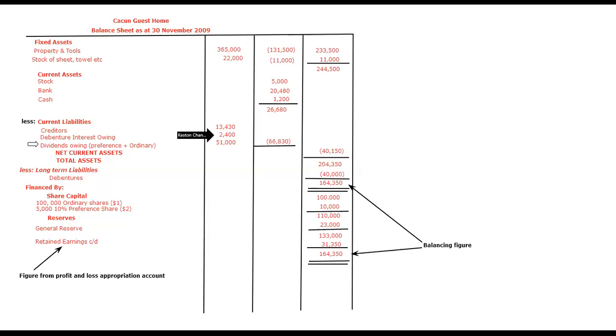Dividends owing, right? Now they propose to pay dividends, but they have not paid these dividends as yet. The total dividends owing would have been 1,000 for preference shares and 50,000 for ordinary shares. And I could just go quickly back to the question and you should be able to see that as well.